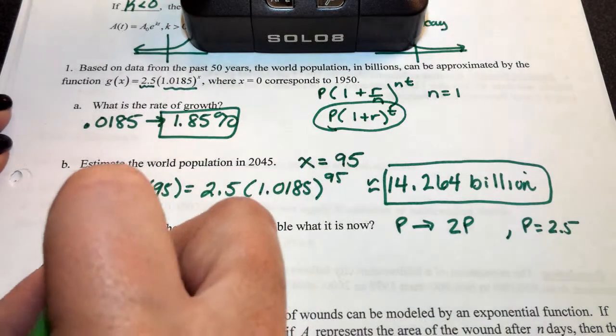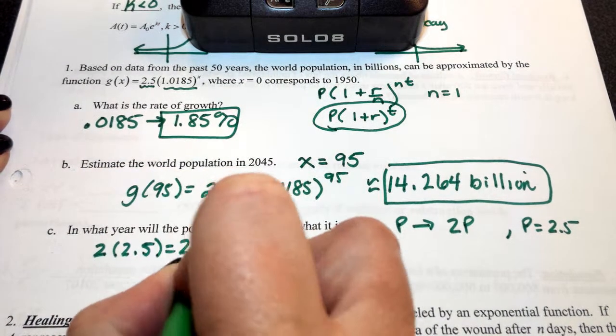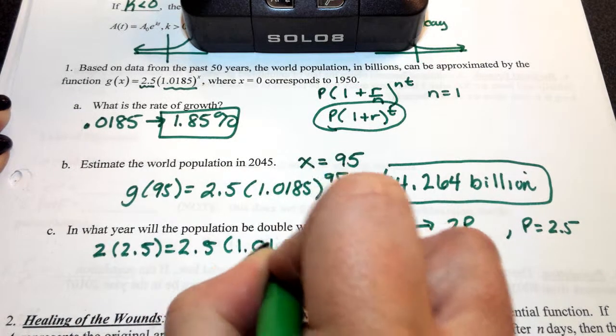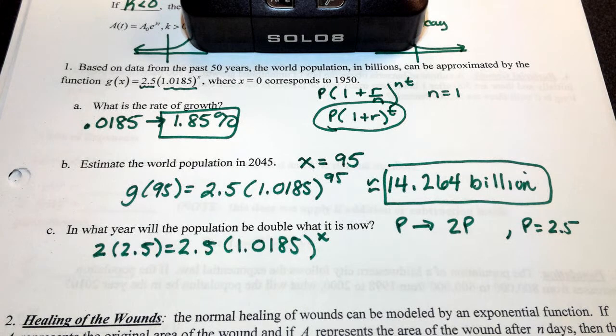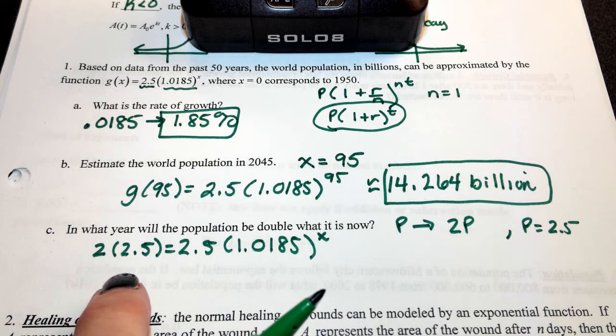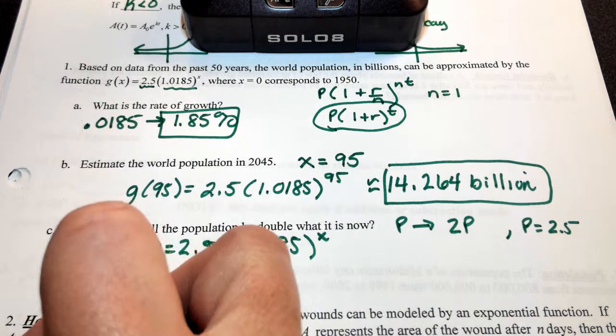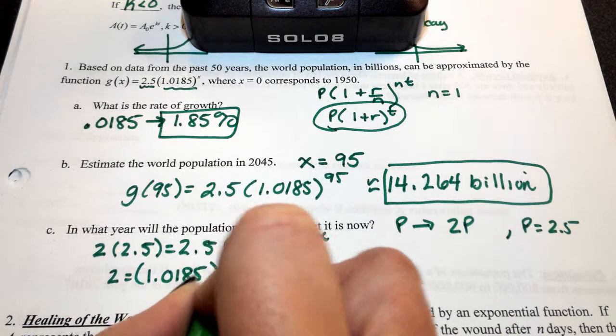So that I can take 2 times 2.5, set it equal to 2.5 times 1.0185, all raised to the x power. So what am I going to do first to start solving for x? Well, what can I divide out of both sides of the equation? I can divide out 2.5. So 2 is equal to 1.0185, all raised to the x power.